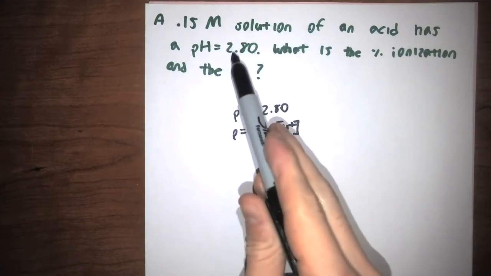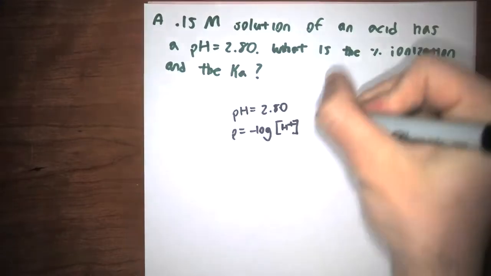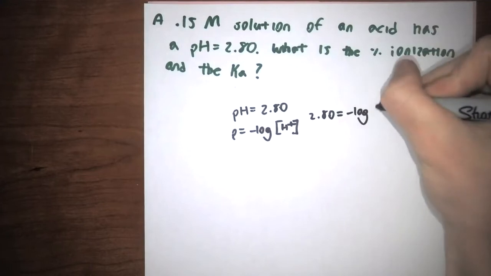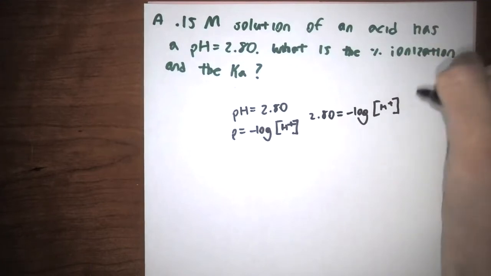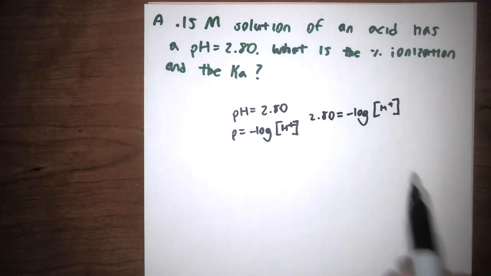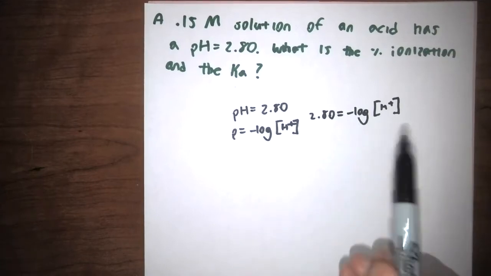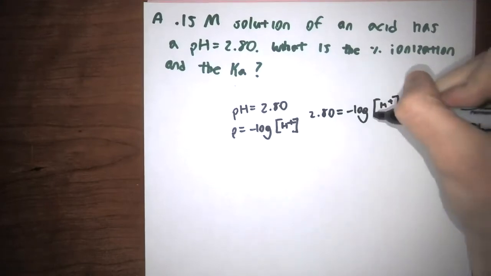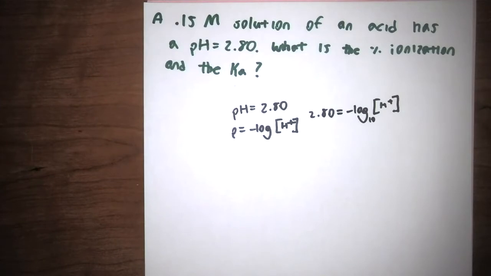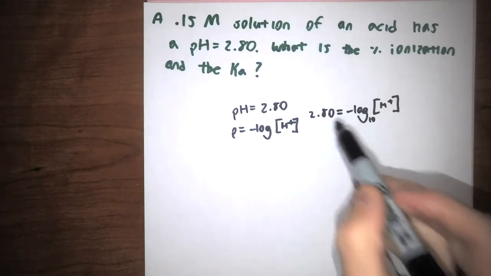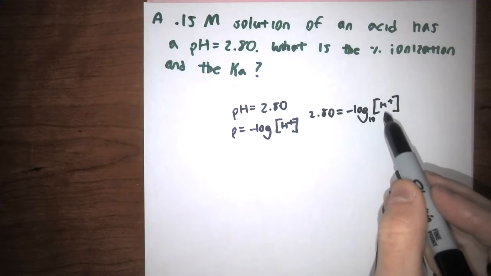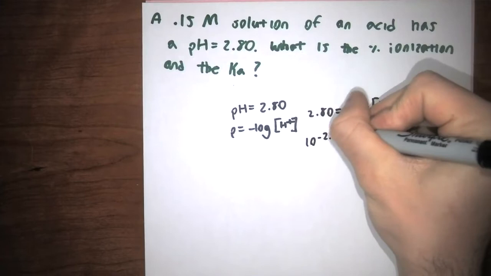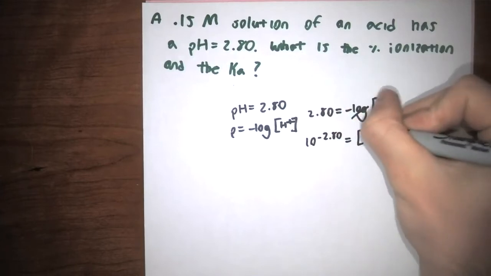So let's do the pH 2.8 is equal to the negative log of H+, right? All I did was I subbed in 2.8 for the pH. How do I get rid of this log? This is where algebra comes in. If you know anything about logs, this is technically log base 10. So how would I isolate this 2.8 and this H+? This would go away, and I do 10 raised to the negative 2.8 is equal to H+.